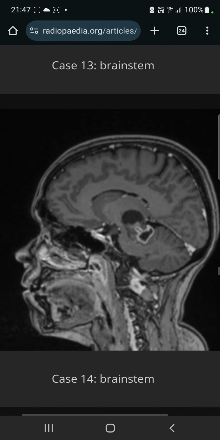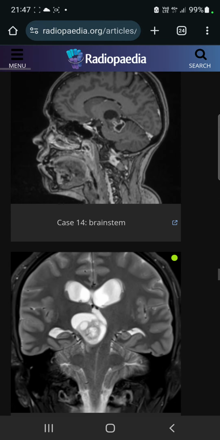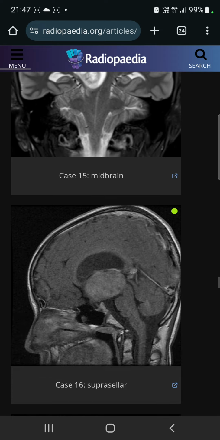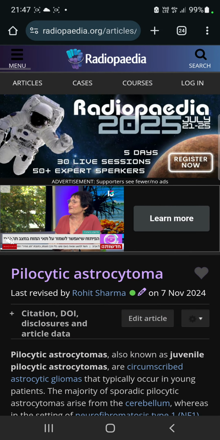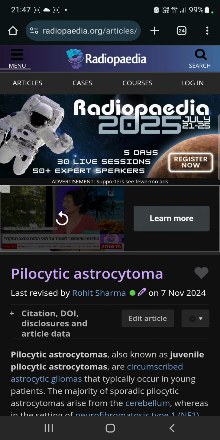You can see here some T1. I think this is without gadolinium, it's not very good. But this is the idea of pilocytic astrocytoma: usually pediatric patients, in the cerebellum, it may be associated with NF1, and then it's in the optic chiasm, sometimes another place. And that's it about pilocytic astrocytoma. Thank you.